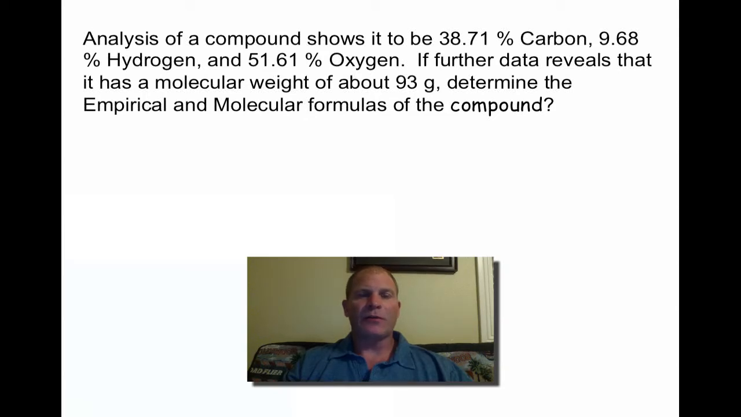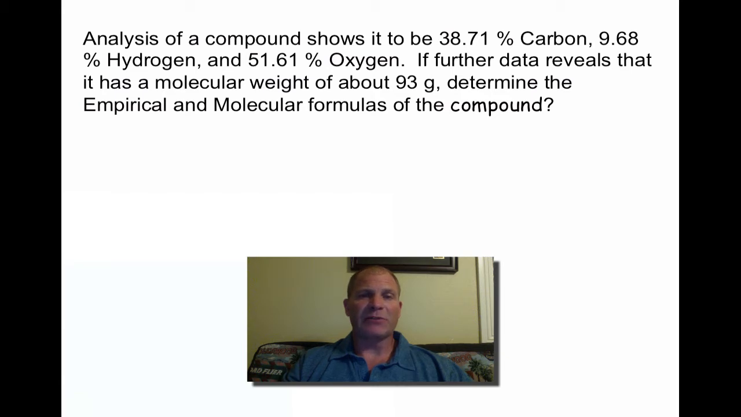I'm now going to walk you through an empirical formula and then have you solve for the molecular formula. Great test question. In this situation, analysis of a compound shows it to be 38.71% carbon, 9.68% hydrogen, and 51.61% oxygen. If further data reveals that it has a molecular weight of about 93 grams, determine the empirical and molecular formulas of the compound. So first of all, I must go with my empirical formula.